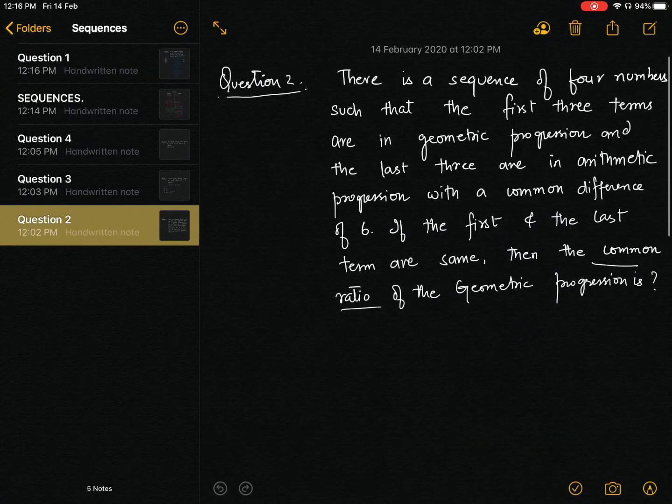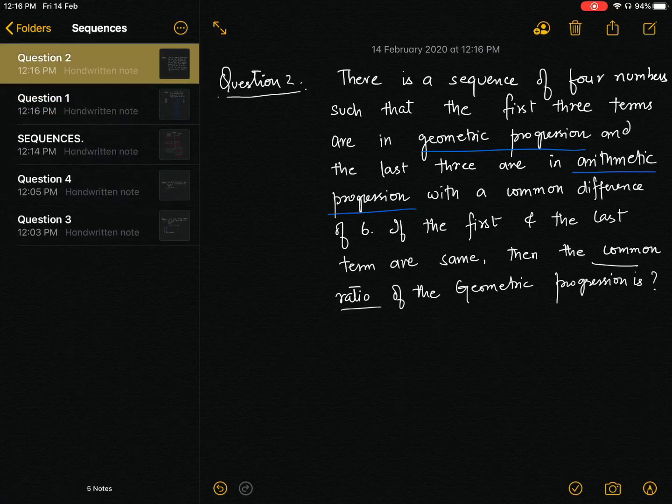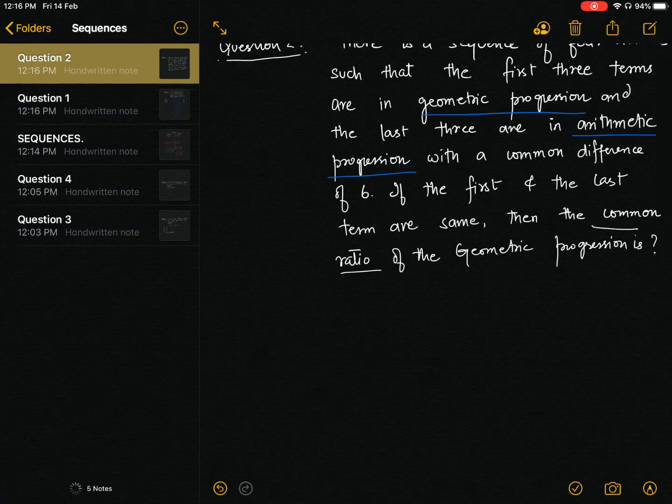Wow, this one's big, so I'll read it for you. There is a sequence of 4 numbers such that the first 3 numbers are in geometric progression and the last 3 are in arithmetic progression. Now that's tricky. With a common difference of 6. If the first and the last term are same, then the common ratio of the geometric progression is what?